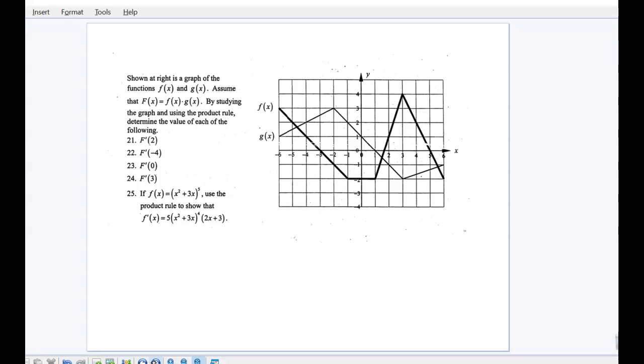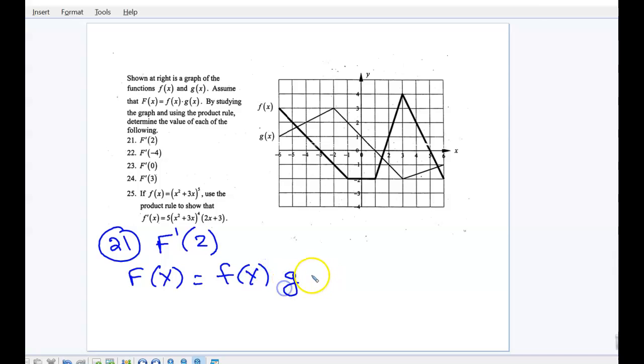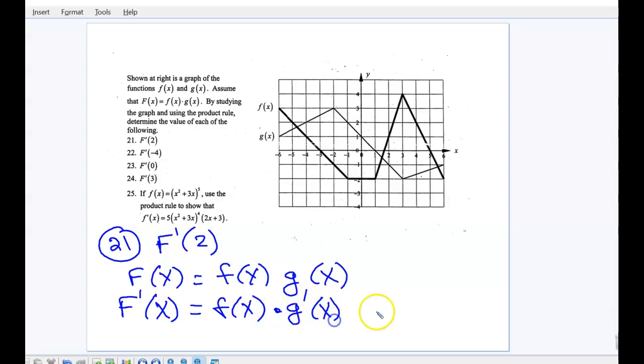Okay, in our last example, we're given function capital F, and it's the product of small f and small g, and now we're given graphs of functions f and g, and we're asked to, in 21, to find the derivative of capital F at 2. Well, let's start with our basic equation, and we know that capital F of x is equal to little f of x times g of x. So if I take the derivative of capital F, it would be the first function times the derivative of the second plus the second function times the derivative of the first.